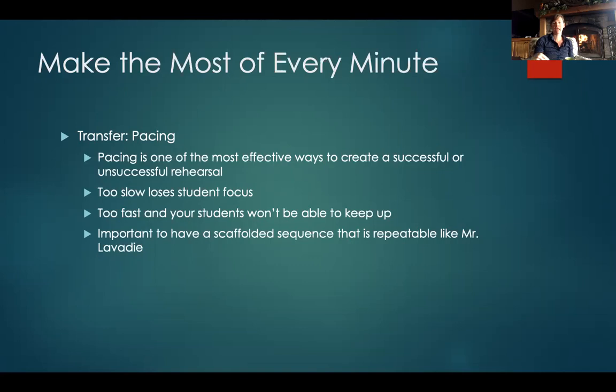It's important to have a scaffolded sequence that is repeatable. I put Mr. Lavity at GGHS. We observed him earlier this semester, and his system was absolutely flawless. He knew exactly how to plan out his warm-up sequence. He knew exactly how to plan out his day, and his pacing was spot on, and it was repeatable. It was a repeatable process. And I think that's really important for students because they like structure and they like schedule.